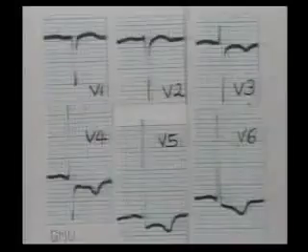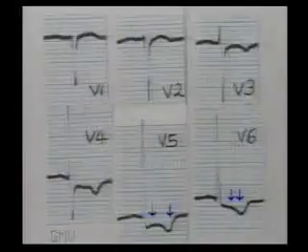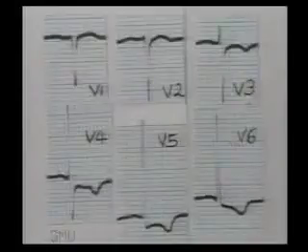Now see leads V5 and V6. They show strain pattern with ST depression and T wave inversion. So this ECG shows left ventricular hypertrophy with strain with left axis deviation.